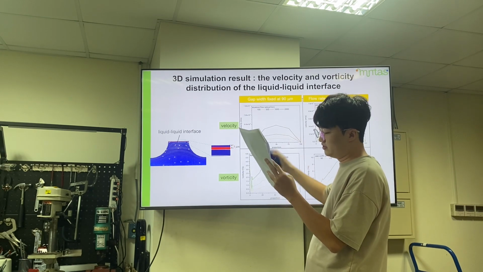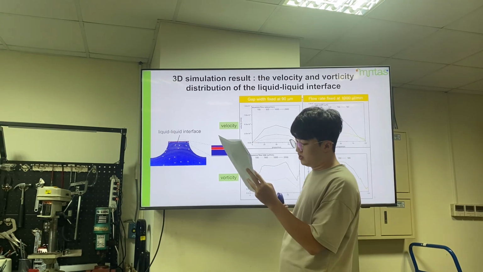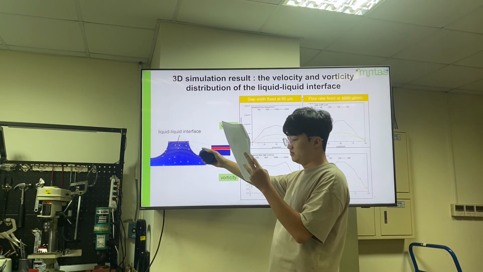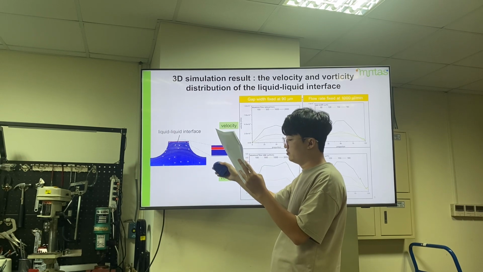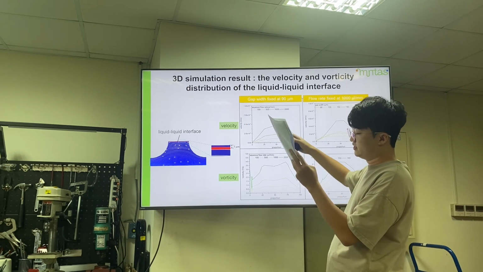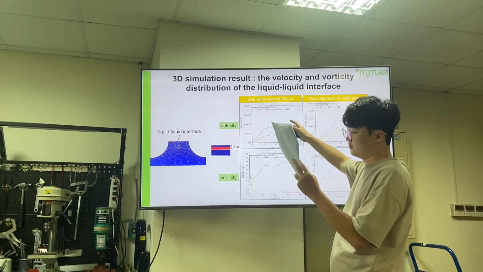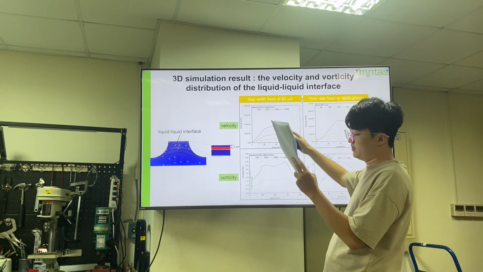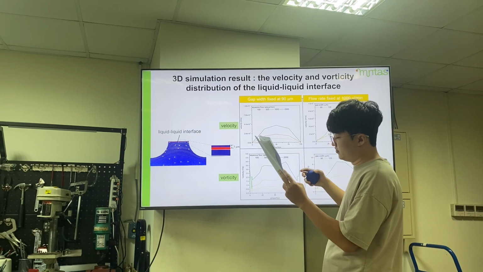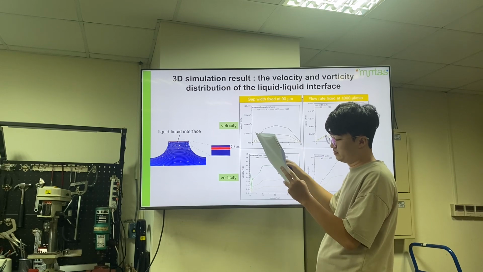To delve deeper into the numerical values near the liquid interface, we will record the scalar quantities of velocity and vorticity within the 5 micron distance of the interface. At the gap width of 90 micron, velocity increases with the rising flow rate, exhibiting a significant surge at the center of the gap. The variation in velocity is minimized at the flow rate of 100 microliter per minute.